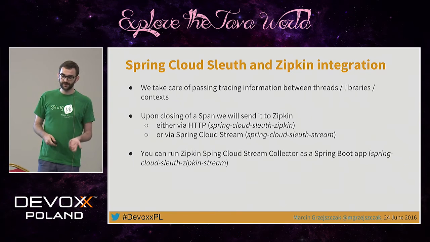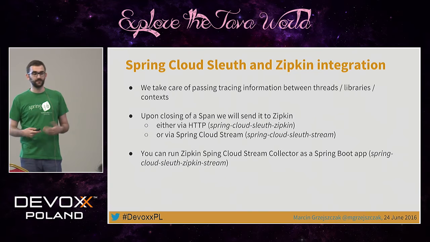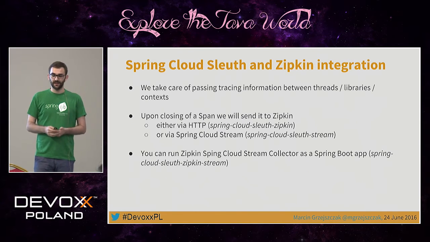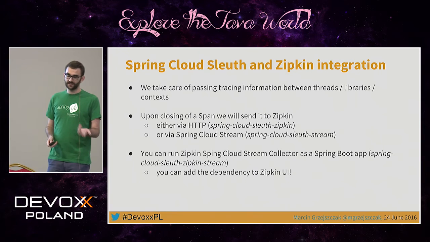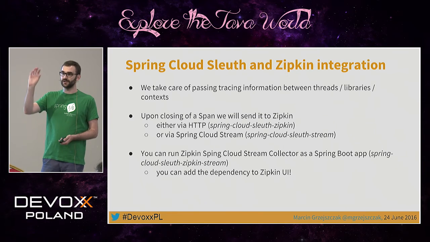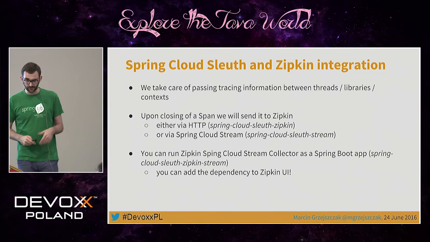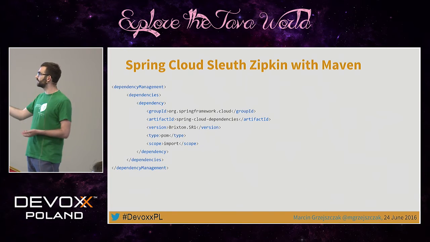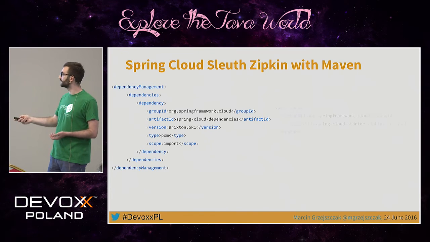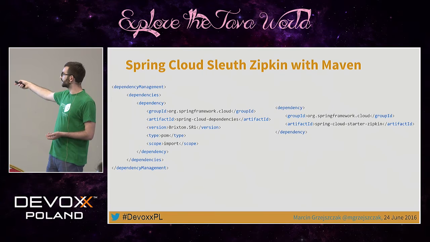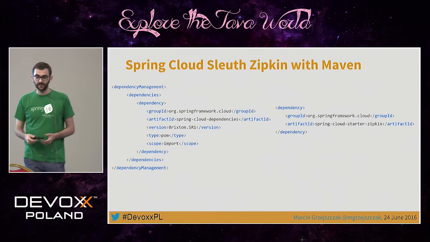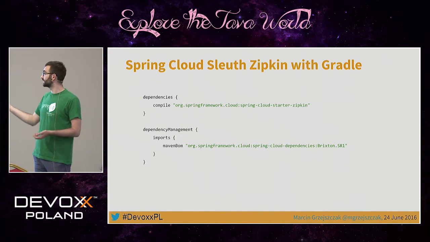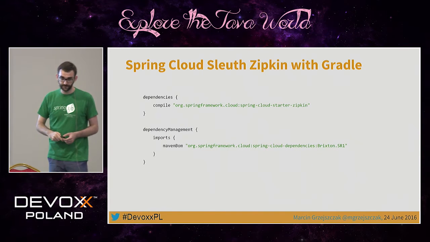You can also run the Zipkin collector as a Spring Boot application. So you can have multiple Zipkin collectors, and if you plug in the UI dependency of Zipkin, each of those applications will have also the UI. So integration with Zipkin is very easy. With Maven, again, the BOM with Brixton SR1, and Spring Cloud Starter Zipkin. This is the default starter for the HTTP-based communication. And in Gradle, it's the same stuff, Spring Cloud Starter Zipkin.